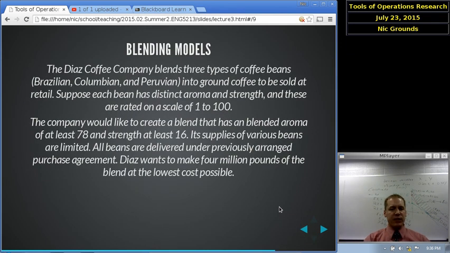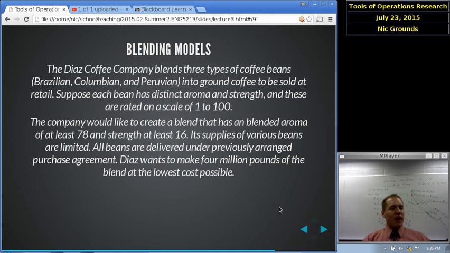So let's take an example here. We're going to make coffee. We have 3 kinds of coffee beans: Brazilian, Colombian, and Peruvian. We're going to mix them together to make our coffee bean mix, or our coffee ground mix. The thing is, these 3 different kinds of beans have different aromas and different strengths as far as the taste. Somebody has come up with values for that, per each bean type.